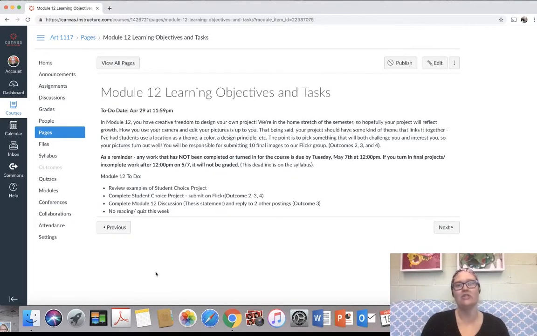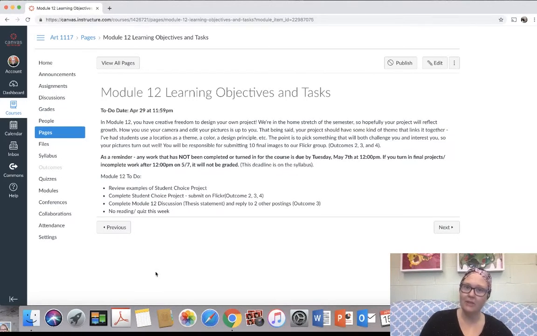Like, I don't want to just grab my camera and take a picture of the first 5 things I see, and then the next 5 things I see, and then go, okay, I'm done. I can usually pick up on when people are putting effort into projects and when they're not. So just keep that in mind. You are going to have 10 final images.